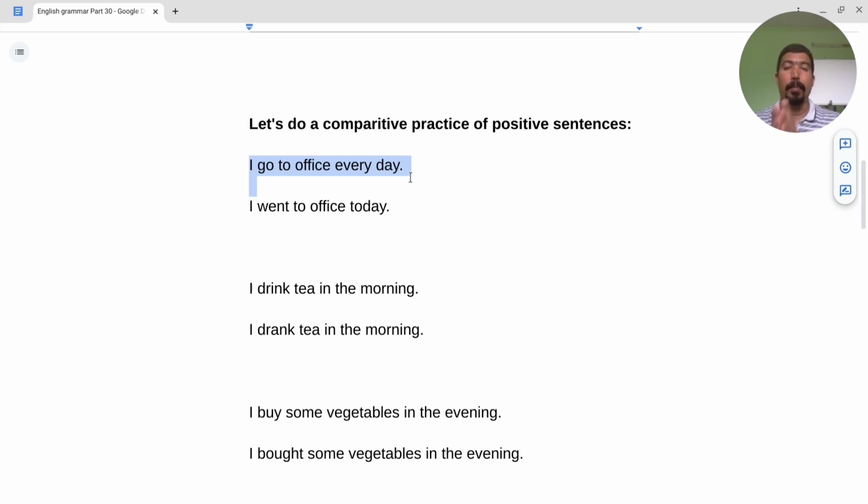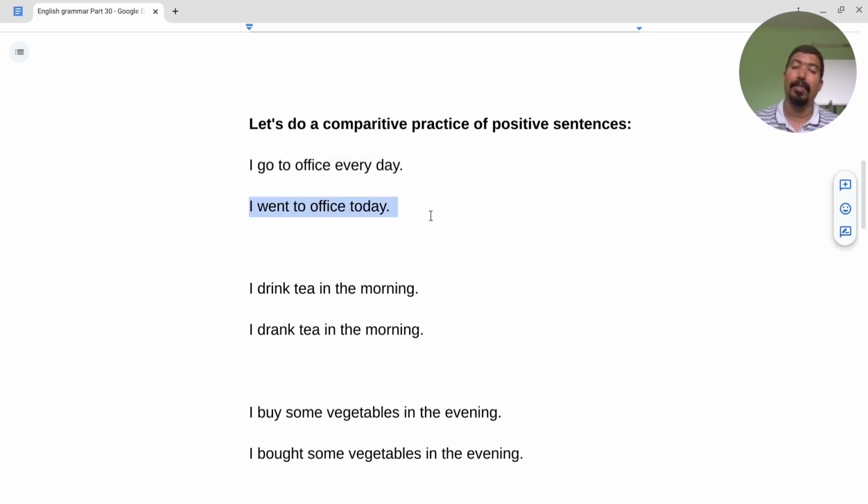The format is subject plus first form of verb or base form of verb plus object. I is the subject, go is the first form of verb and office is the object part. I go to office every day. That means you have a habit of going to office every day. That's simple present tense. I went to office today.